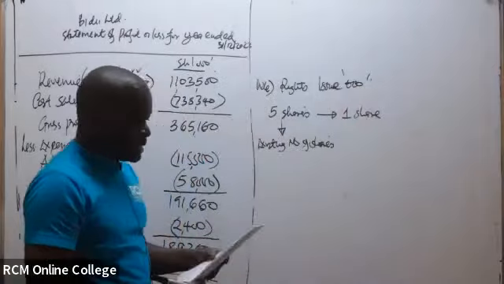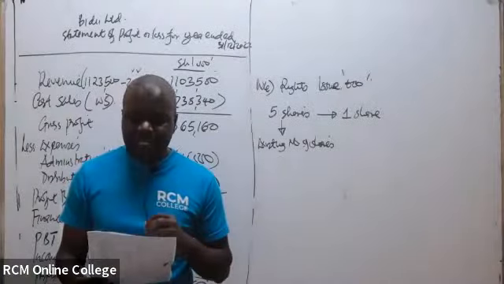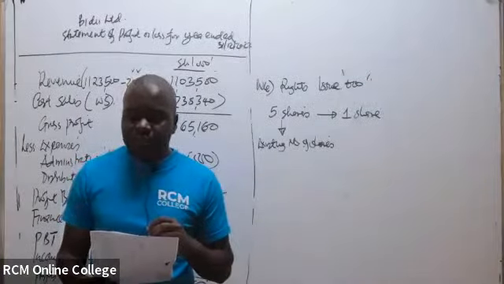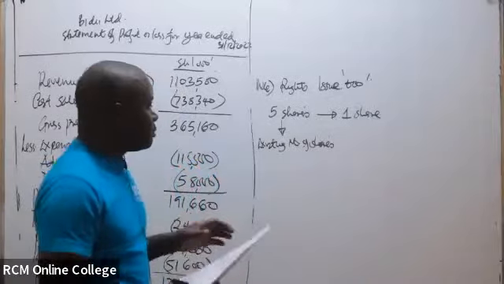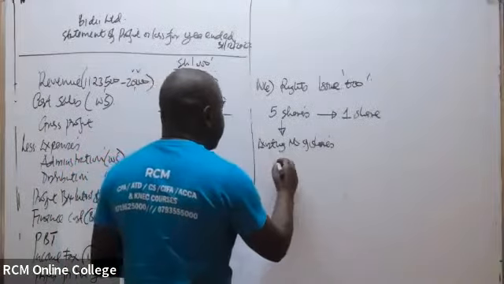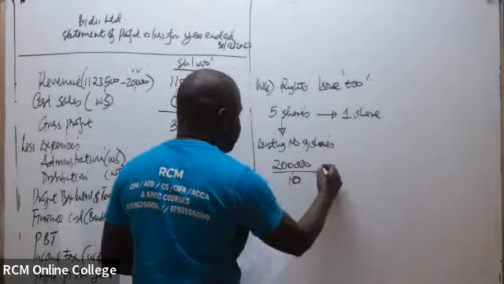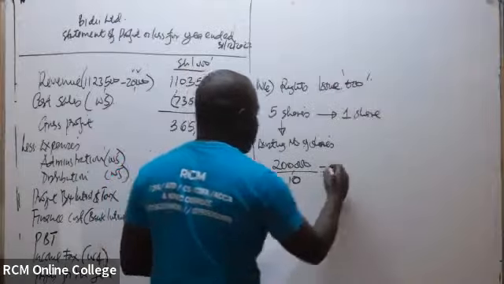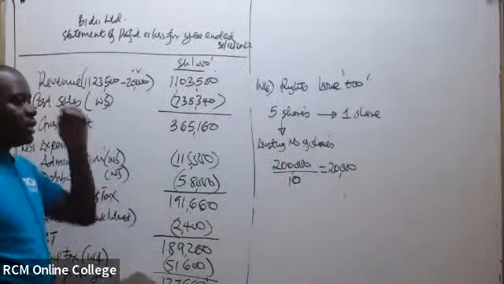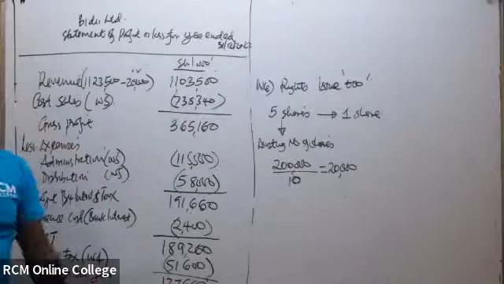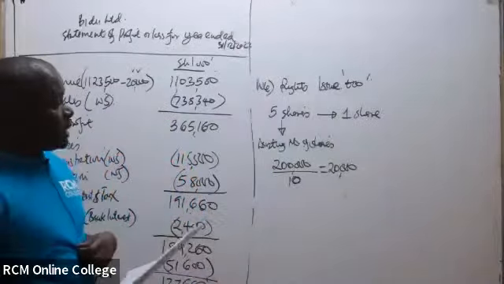If you look at the ordinary share capital we have, the share balance, the ordinary share capital is 10 shillings par value. That gives us an overall ordinary share capital of 200 million. To know the current number of shares, we take the 200 million and divide by the price per share. This gives us 20 million shares.